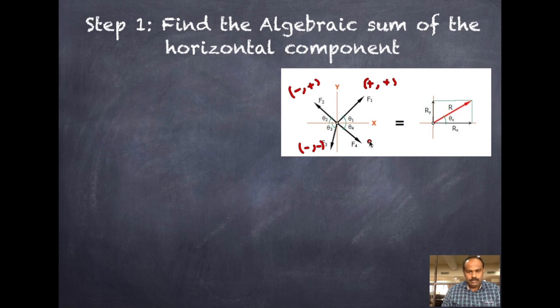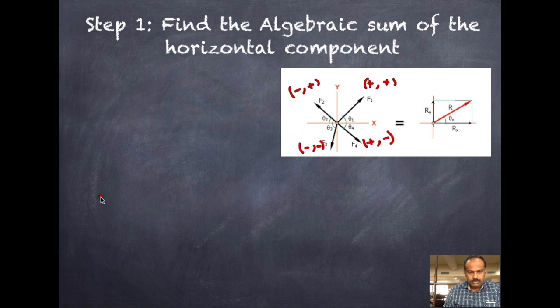On this side, vertical is negative and horizontal is positive. So that we won't make mistakes while doing the problem. So now let's do the horizontal.